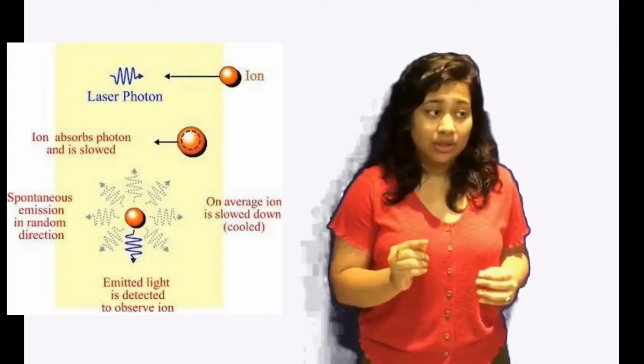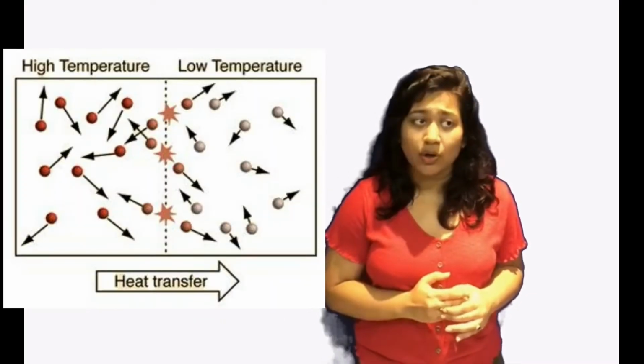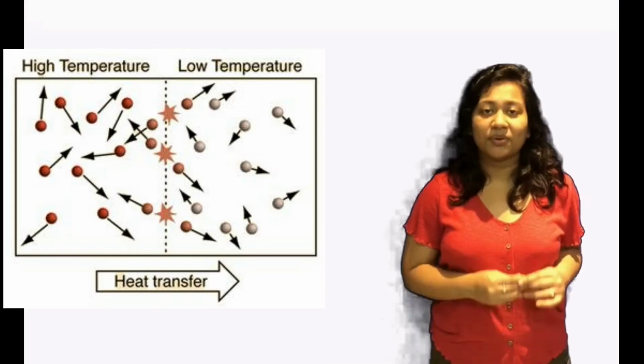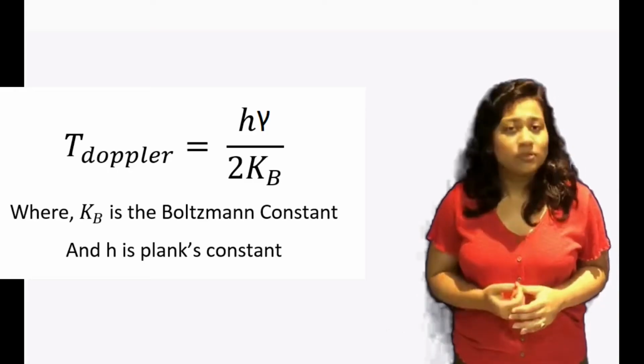So after repeated absorptions as well as emissions, the mean velocity and the kinetic energy of the atom will get reduced. As a result, we know the temperature of an ensemble of atoms is a measure of their random internal kinetic energy, which is equivalent to cooling of the atoms. Now, the Doppler cooling limit is given by this equation, where kB is the Boltzmann constant and h is the Planck constant.